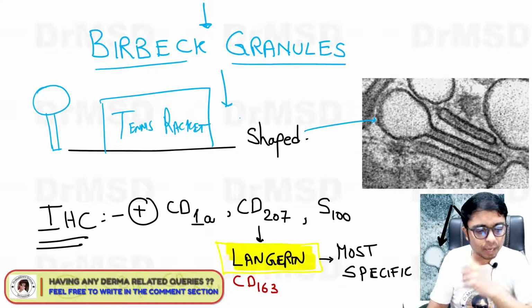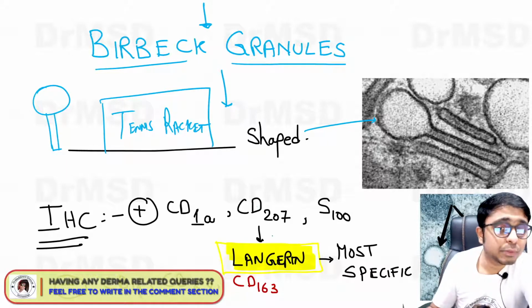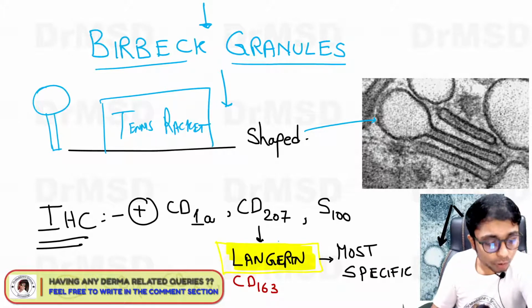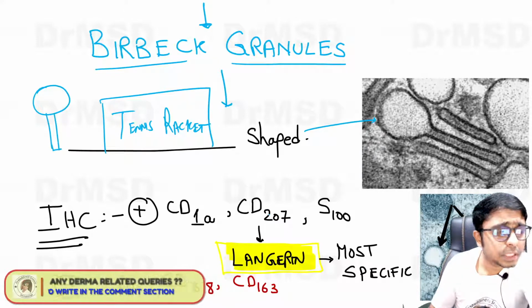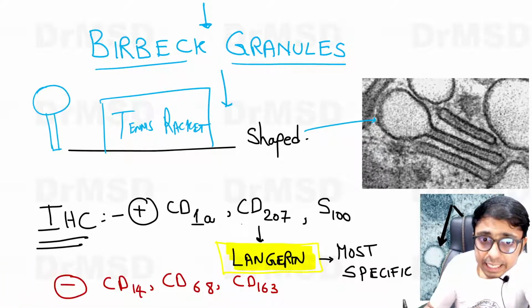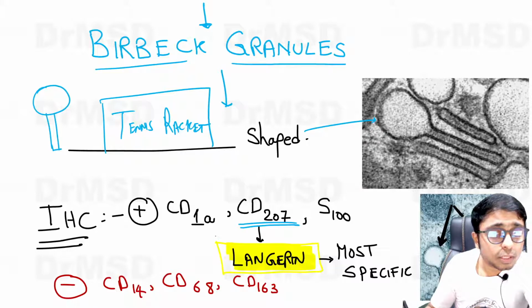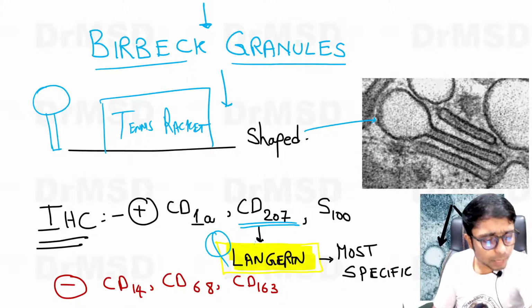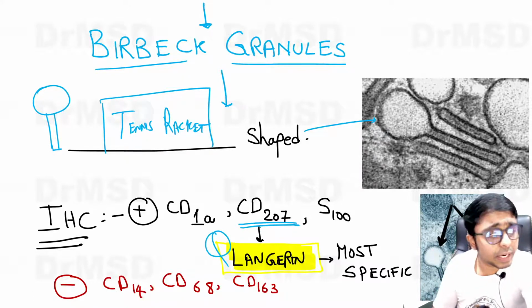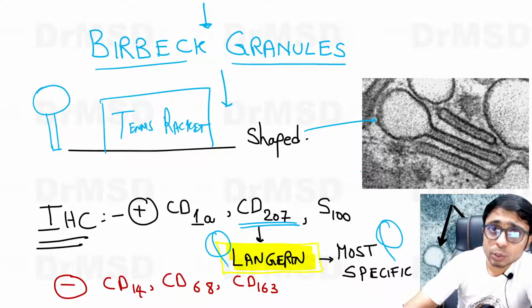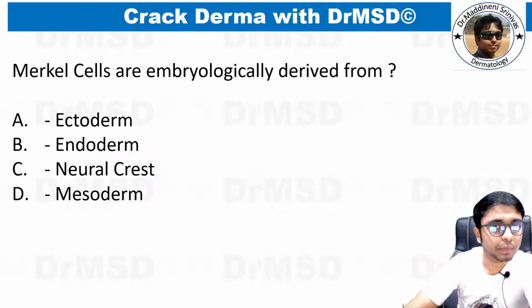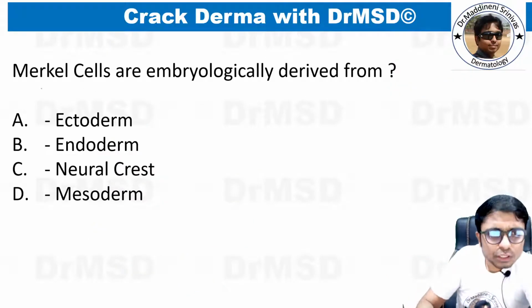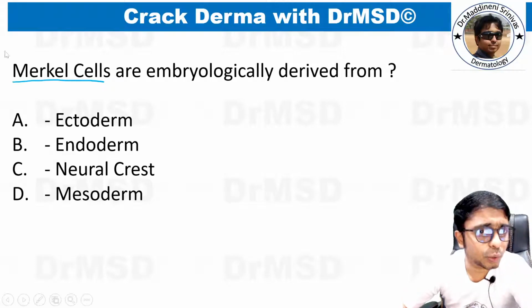And one more point about Langerhans cells, which is very important: what is the most specific marker of Langerhans cells? It is CD207, which is also called Langerin. So this could also be a potential question. Very important for you to remember. Most specific marker of Langerhans cells is CD207 or Langerin. Yes, now please try to answer this question, which is very easy for you right now.